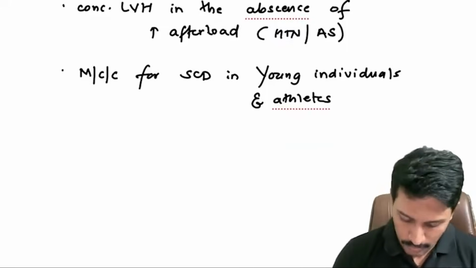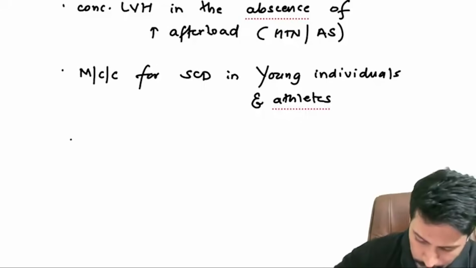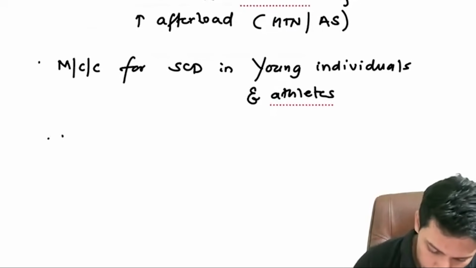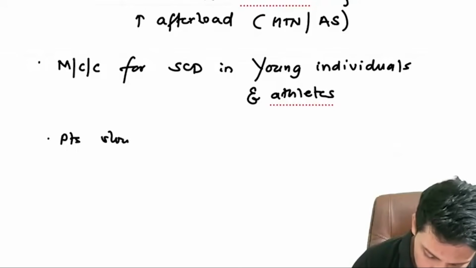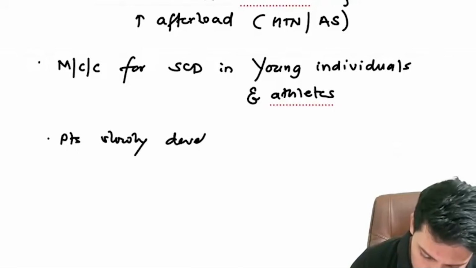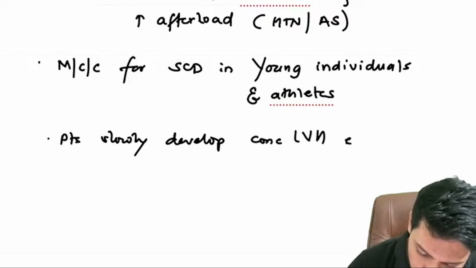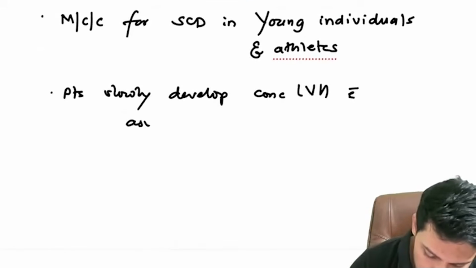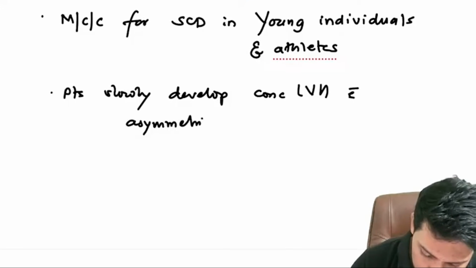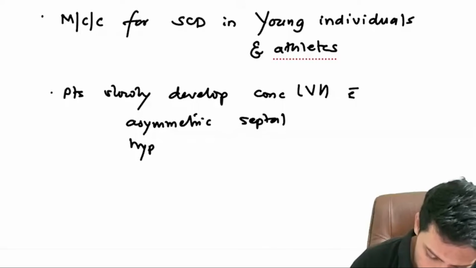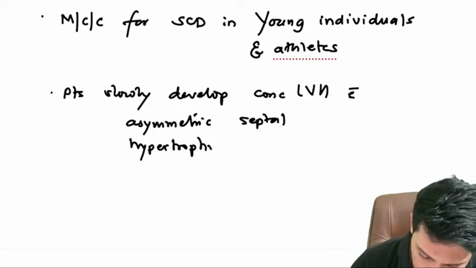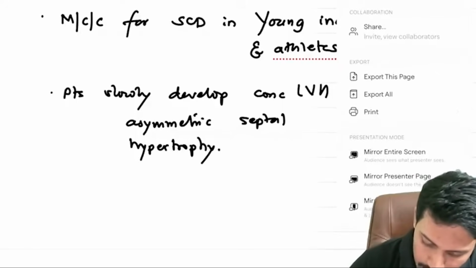Okay. So what happens here is patients slowly develop concentric LVH with asymmetric septal hypertrophy. So I'll tell you what exactly that means.